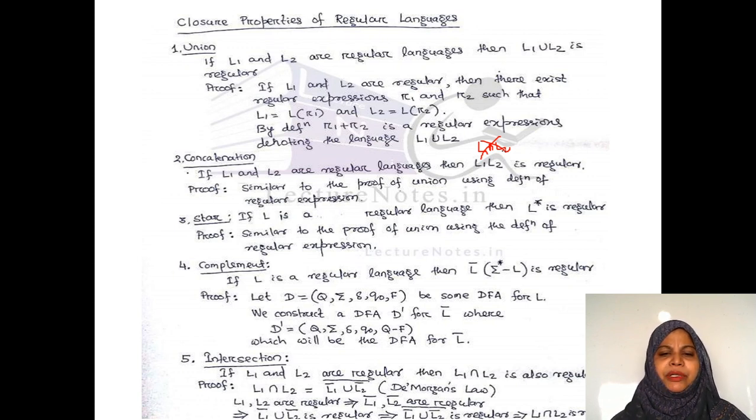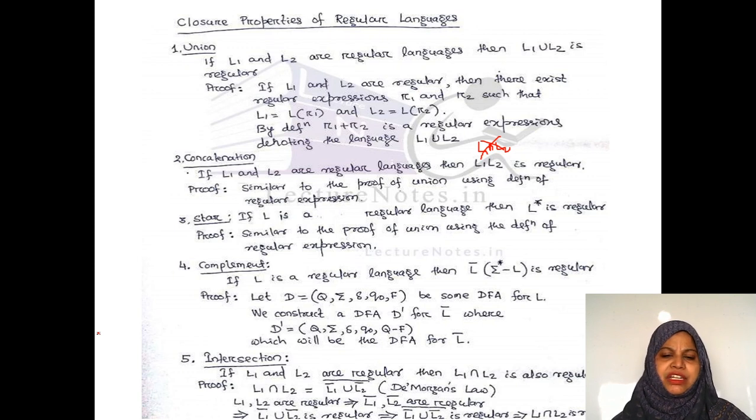Next one is the complement. If L is a regular language, then L bar is also regular. Here L bar represents sigma star minus L. It is equivalent to sigma star minus L, which is also regular.